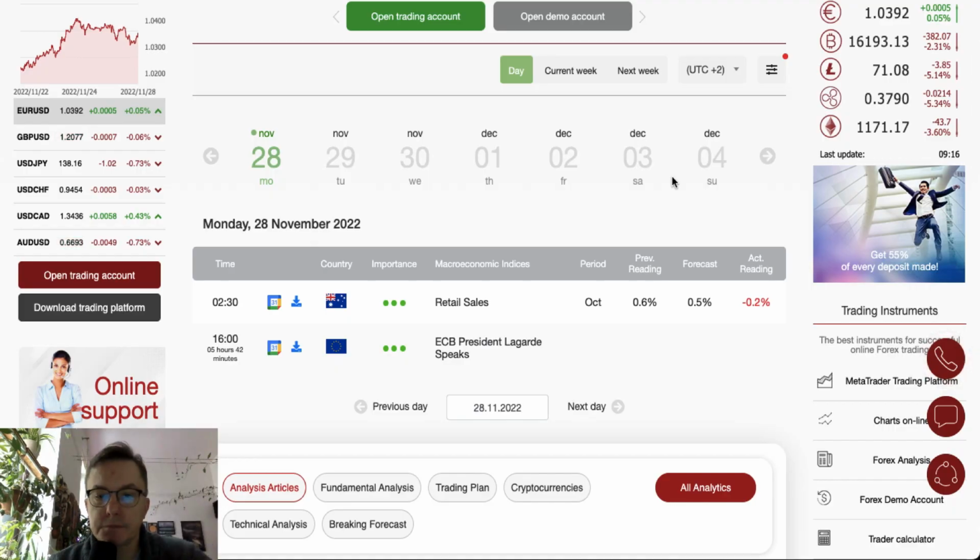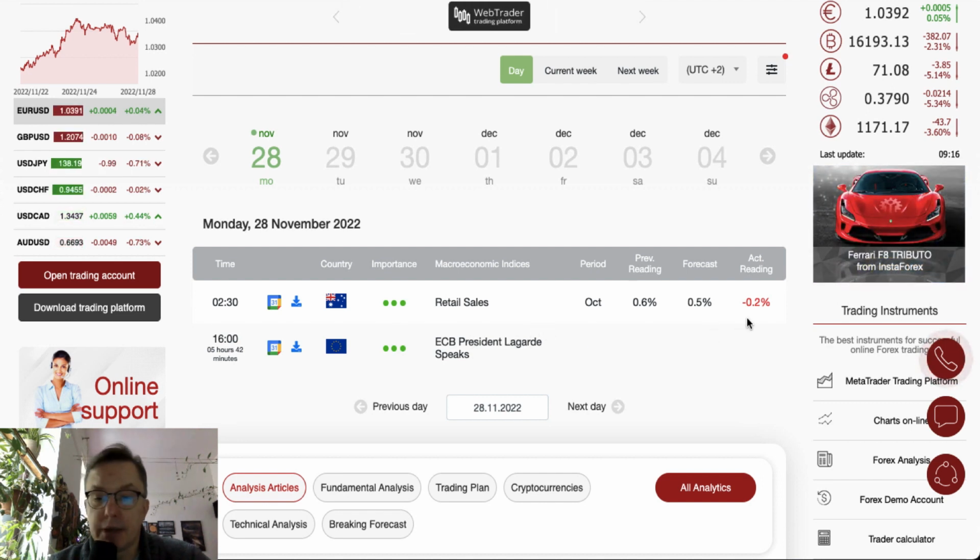If you take a look at the Forex calendar, you can see that there are only two important events. One is already done. Retail sales from Australia had been published overnight, and they disappointed the market participants big time. Minus 0.2% is the actual reading. The forecast was 0.5%. The previous reading was 0.6%. So big disappointment from Australia.